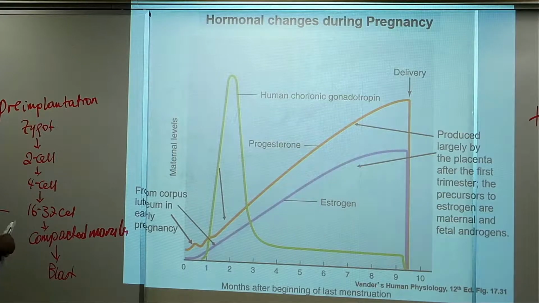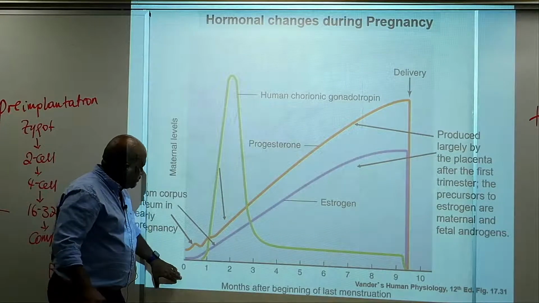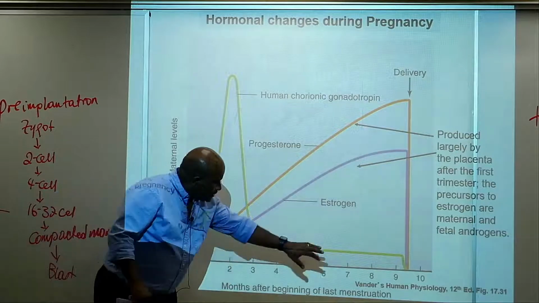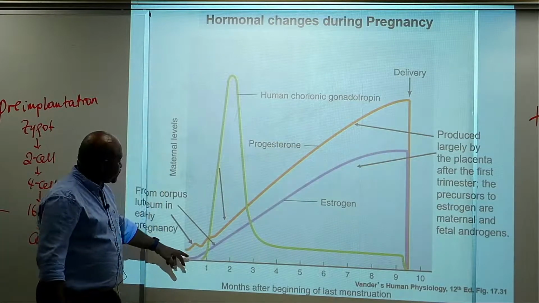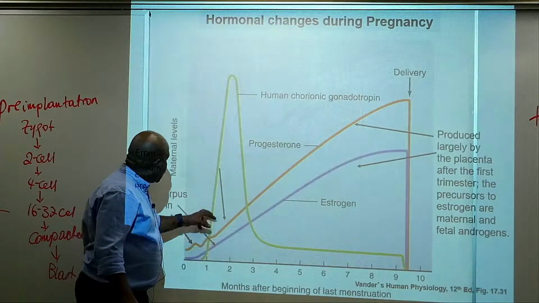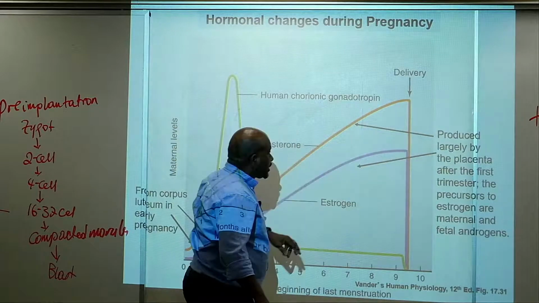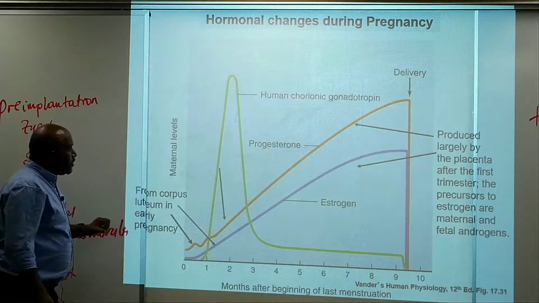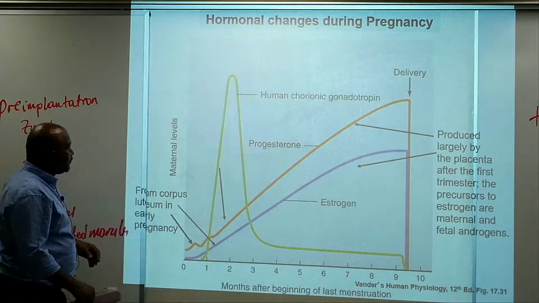Let's see how the hormone profile looks during the process of pregnancy. These are the time points, from the start, one month, until the 9th, 10th month. We see that in the first month, there is a significant increase in human chorionic gonadotropin, which is coming from the trophectoderm of the blastocyst, as I showed you before.